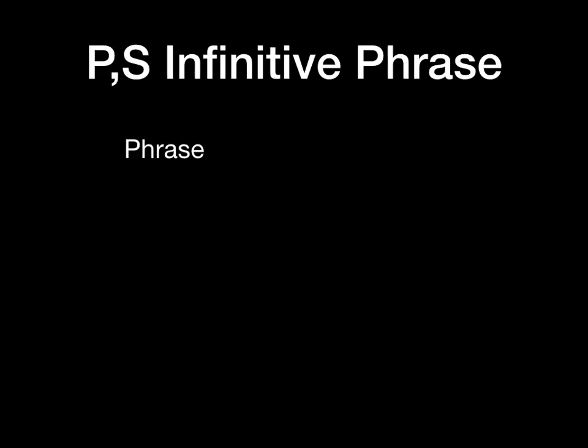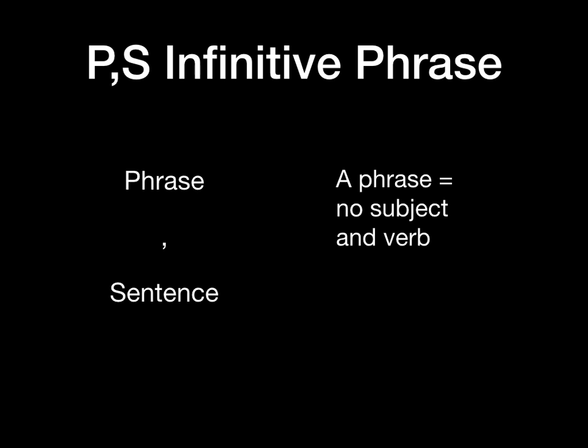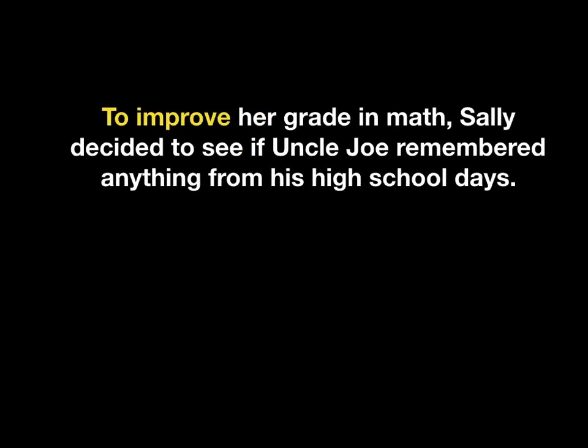Last time we learned infinitive phrase, which is a phrase, a comma, and a sentence. An infinitive phrase, just like a participle phrase, has no subject and no verb. And this time it starts with the word to plus a verb. "To improve her grade in math, Sally decided to see if Uncle Joe remembered anything from his high school days."